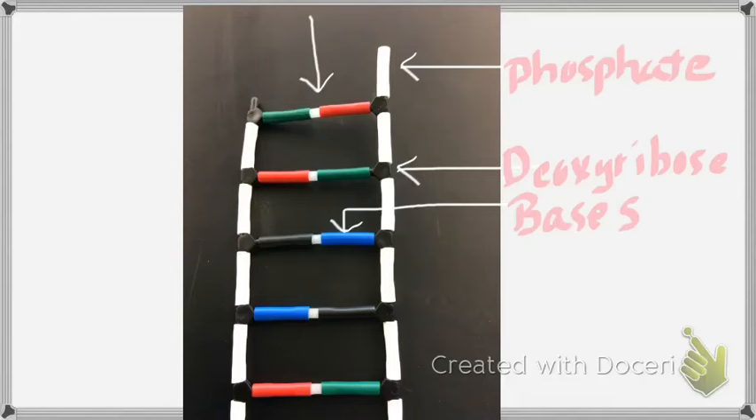Okay, then I have one more arrow here in the middle where there's this clear rod attaching the two bases. What would that be? Hydrogen bond. That stands for a hydrogen bond. It's what's holding the bases together. Thus, that's what's holding the two sides of the DNA molecule together. It represents the hydrogen bonds.